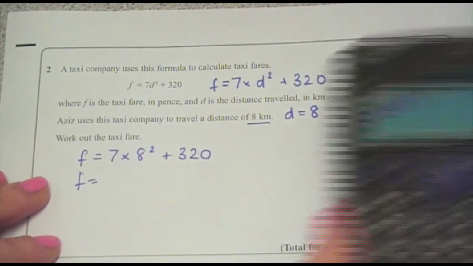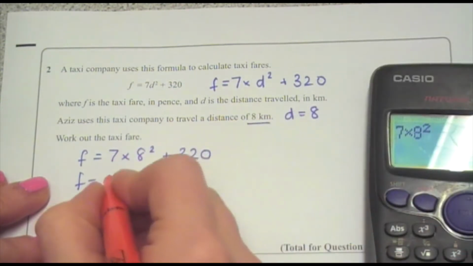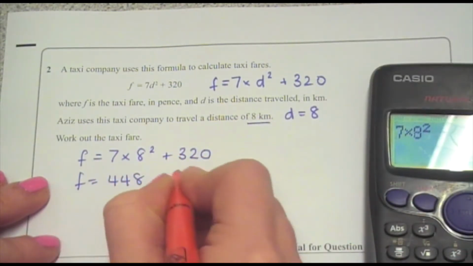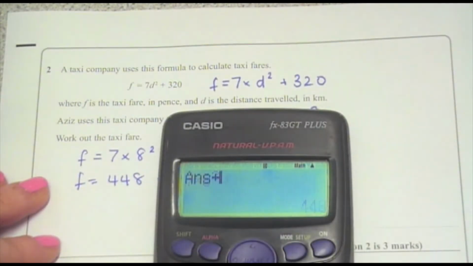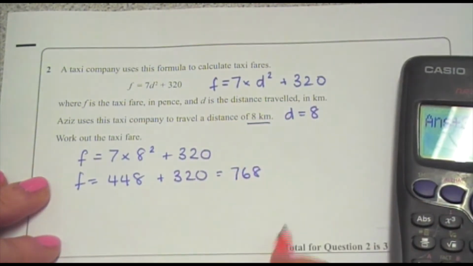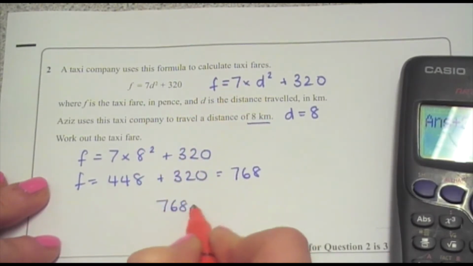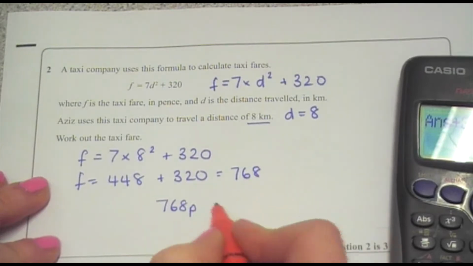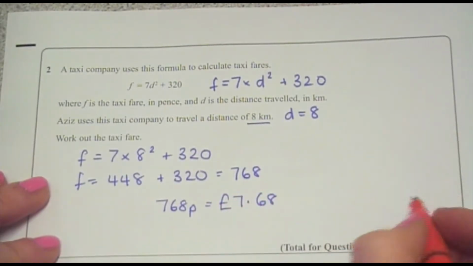If I calculate that on my calculator, 7 times 8 squared is 448. And then I'm going to add 320. So altogether, if I add that together, I should have 768. Now in the question, it tells me that this taxi fare is in pence. So I know that my answer is 768 pence, or I could write it as £7.68. Either way, doesn't matter.